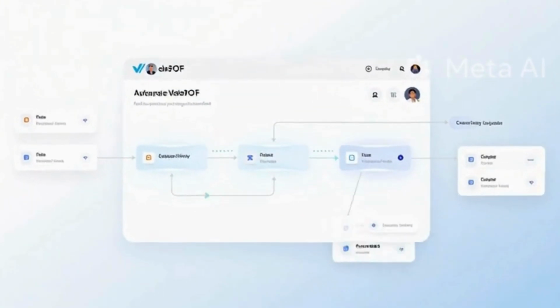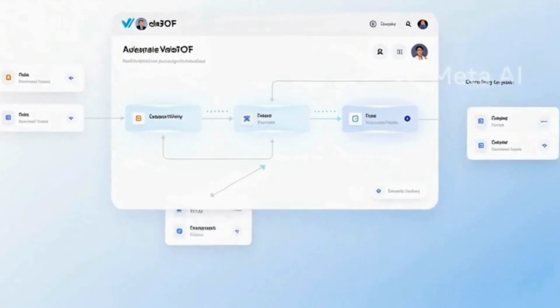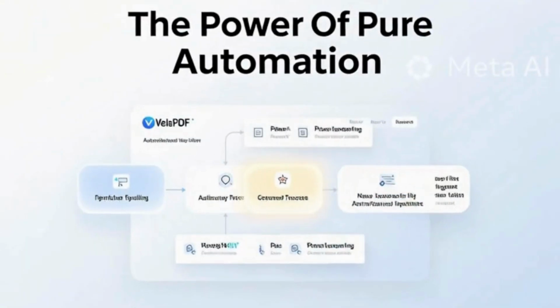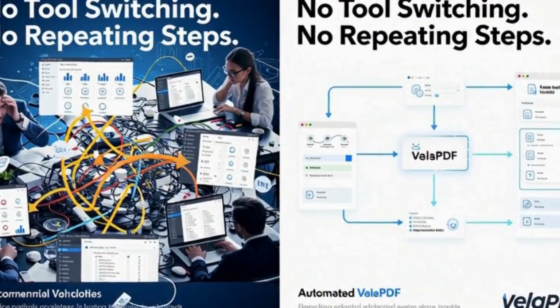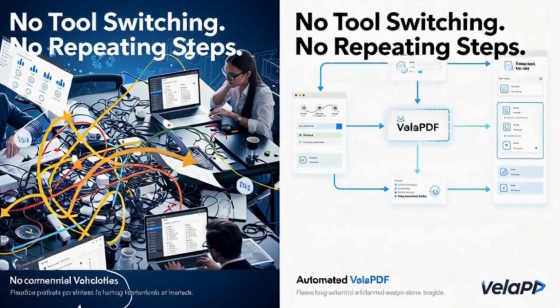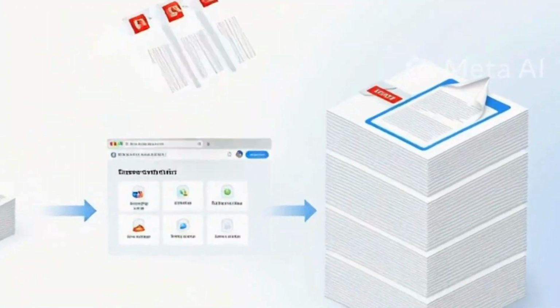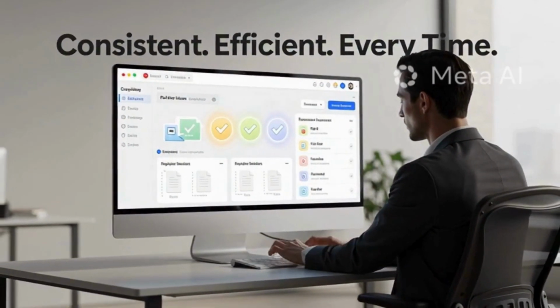Why it's useful. The biggest advantage of Pipeline Workflow is pure automation. You build your process once and it runs perfectly every single time. No switching between tools, no repeating steps manually, no wasted time. Whether you're processing 5 files or 500, the workflow handles it all consistently and efficiently.